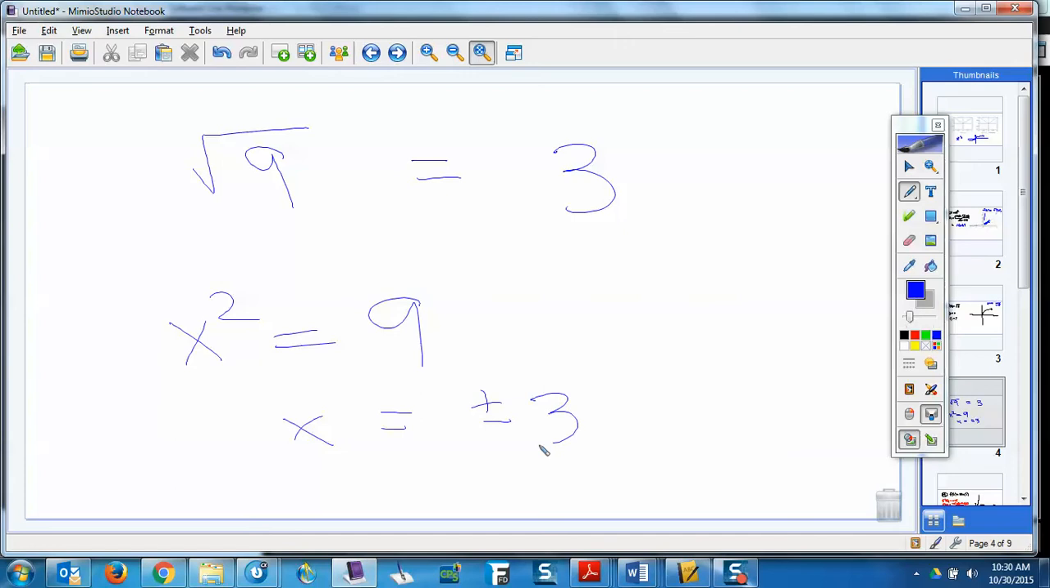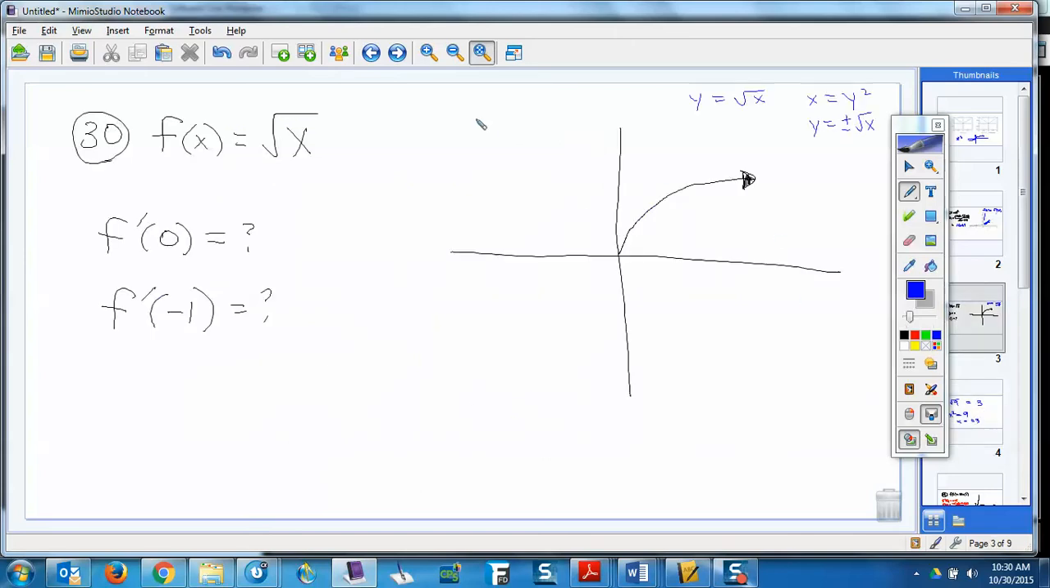So square root of 9, the answer is 3. Solve this equation, the answer is plus or minus 3. So subtle little difference there, but it is important. So anyway, the square root function is just positive outputs. You put a 9 into this, you get out a 3. Okay, so this is a parabola, top half of the parabola.